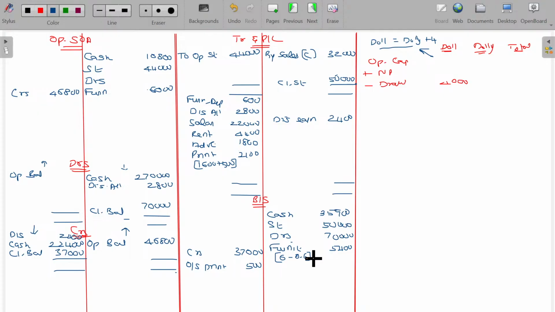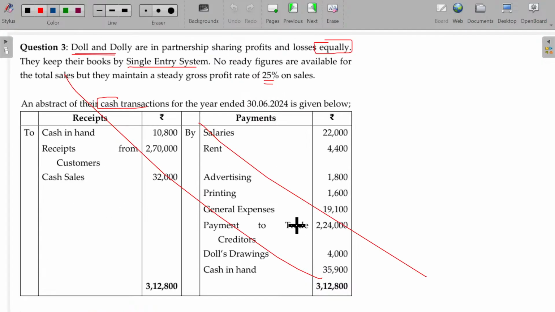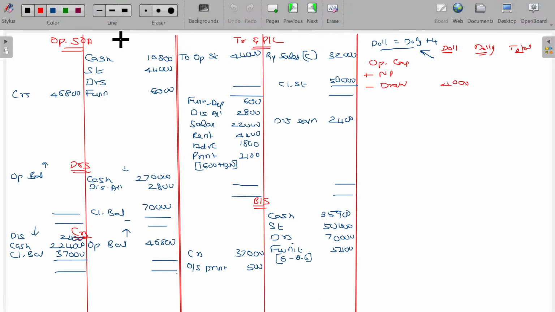Now, what is the GP ratio they have? 25% on sales. Cost, GP, sales. If sales being 100, GP is 25, cost is 75. This is another piece of information, so we have been given two pieces of information. I have incorporated all the points.